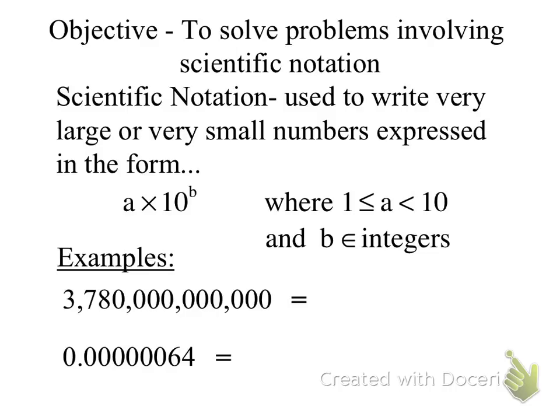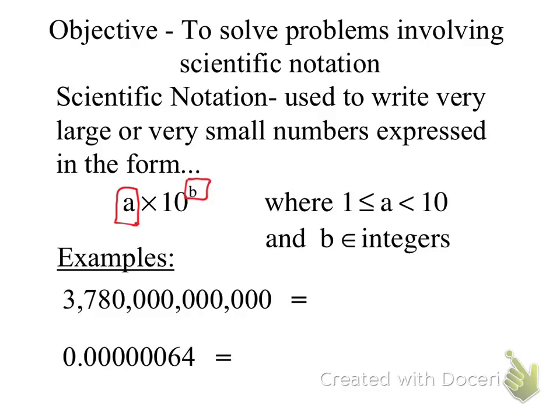So again, we have any number. A has to be between 1 and 10. It has to be less than 10, but it could be equal to 1 or any number greater than 1 but less than 10. And our B here has to be an integer, a negative or positive number, or 0.